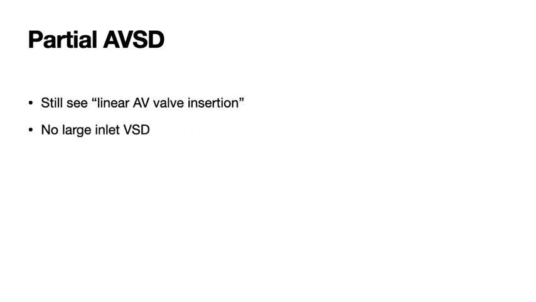All right. Now, how do you make the diagnosis? Well, first of all, you'll suspect it because there is linear AV valve insertion, but there is no large ventricular septal defect. So typically you have a primum defect, you still have linear insertion, but there are two separate orifices and no big VSD.